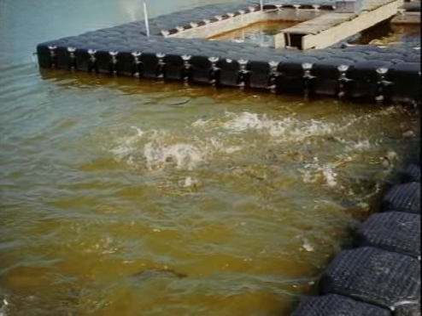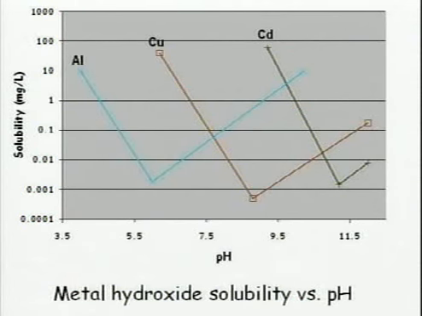This graph on the screen now shows the relative solubility of metal hydroxide precipitates on the y-axis as a function of solution pH on the x-axis.